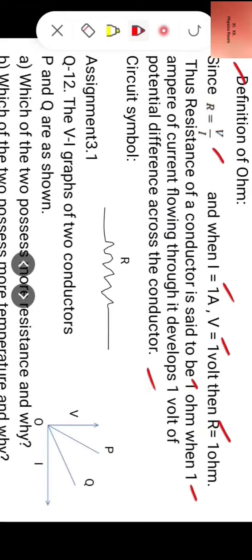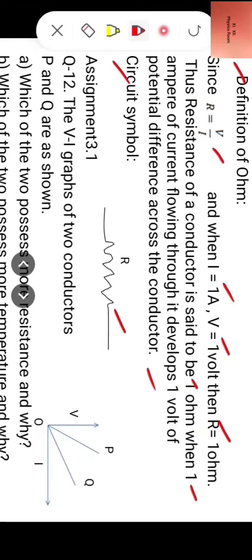Resistance of the conductor is said to be 1 ohm when 1 ampere of current flowing through it develops 1 volt of potential difference across the conductor. This is how we define ohm, the unit of electrical resistance. Now circuit symbol. Circuit symbol is as shown. It is zigzag path.